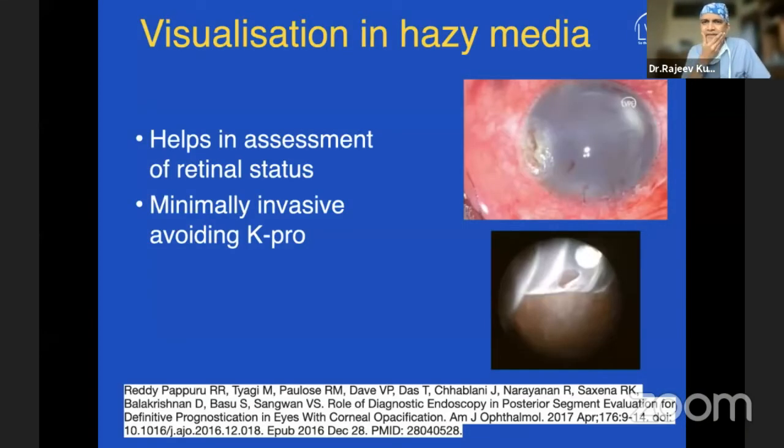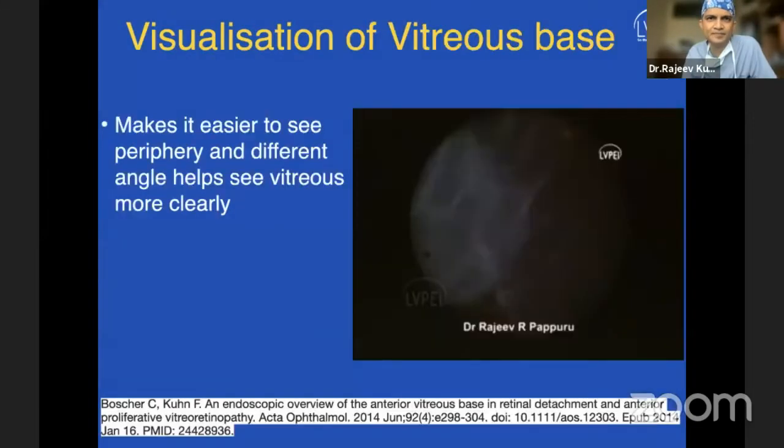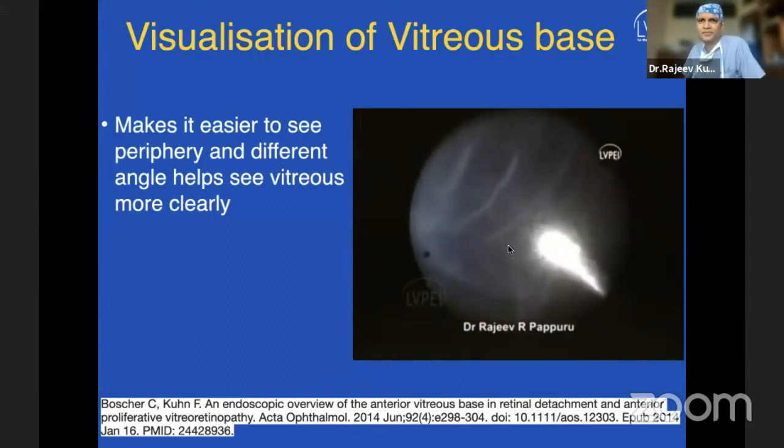So this is what Mudit has shown, where in the hazy media you can actually see what's happening inside. This is one of the cases where you can see the hazy cornea and you see inside using an endoscope, and you see a break in the periphery, and the rest of the retina is completely still attached. So that's one example. I will not go much into detail because that's what most of us will talk about. But the one point which I wanted to emphasize is, see this video.